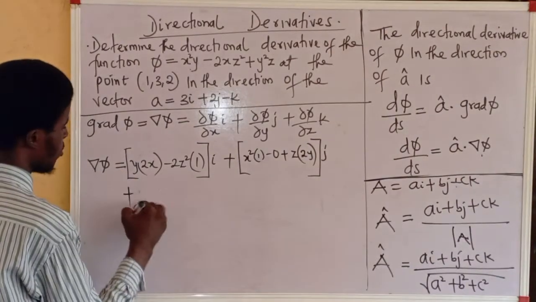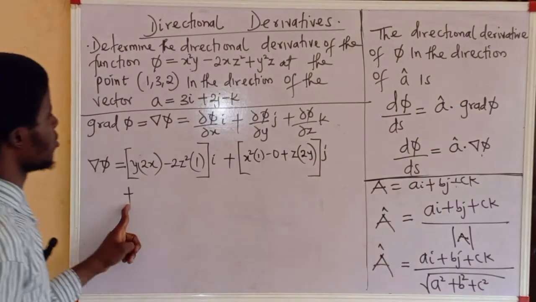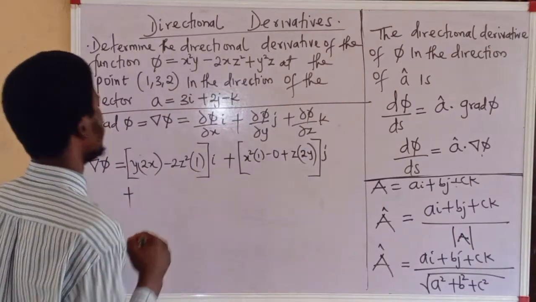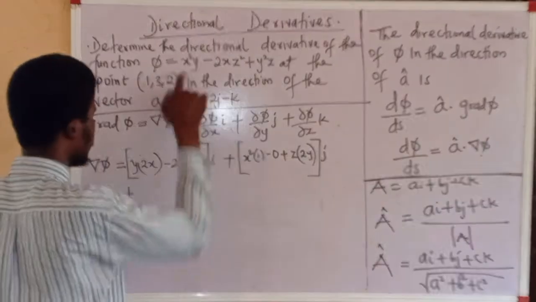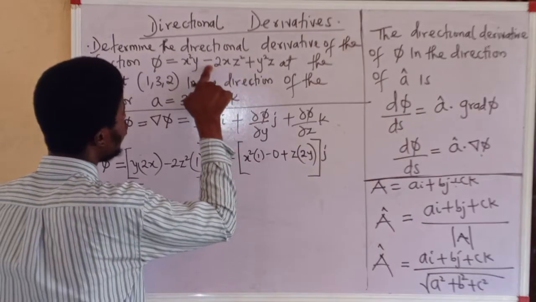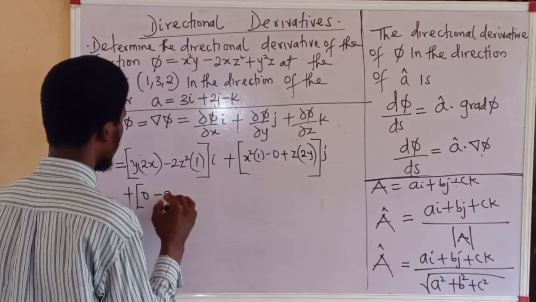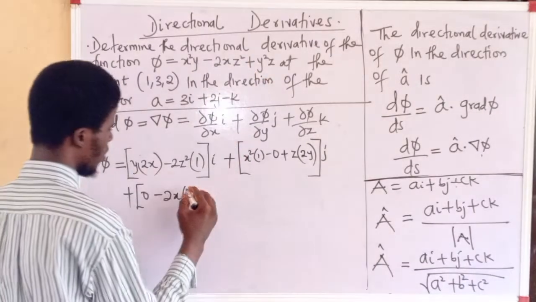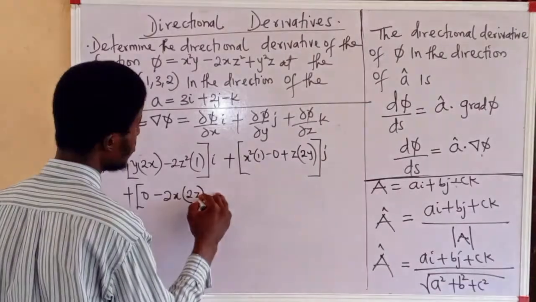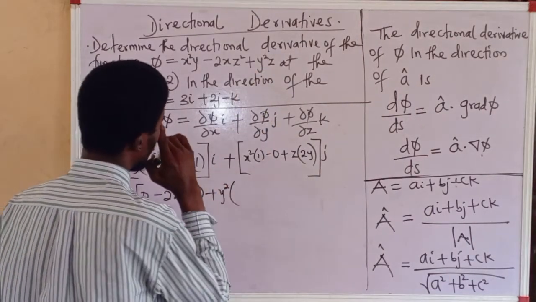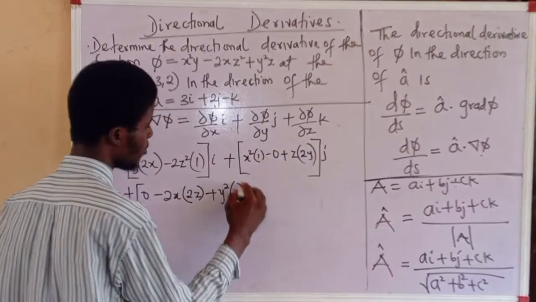Now, plus, let's differentiate this function with respect to z. There is no z here, so it becomes 0. We keep minus 2x as a constant. Differentiate z squared with respect to z to get 2z. We keep y squared as a constant and differentiate this to get 1.